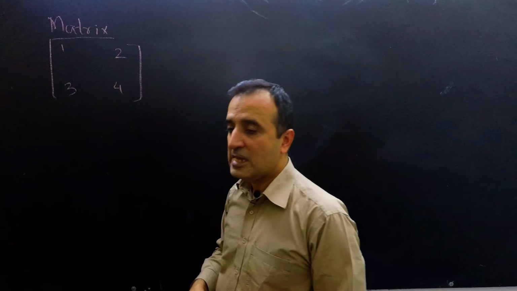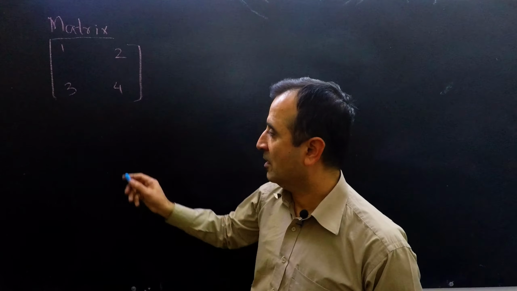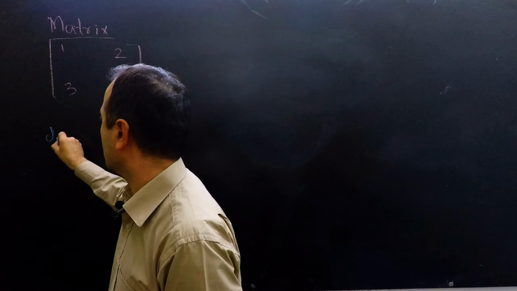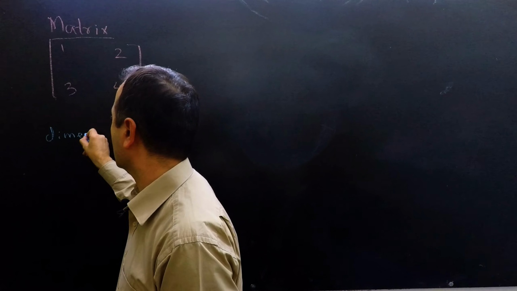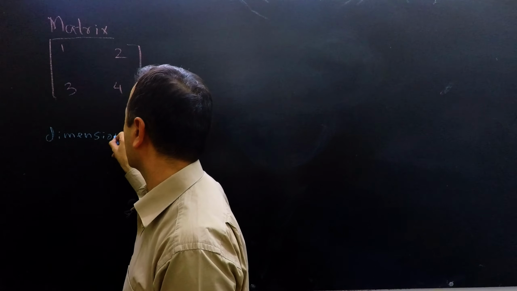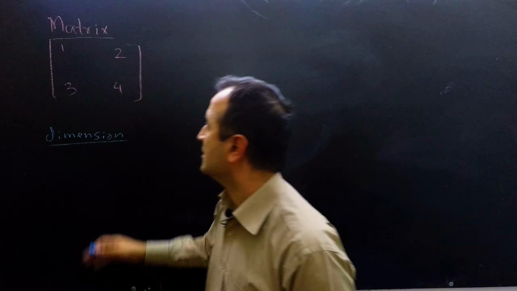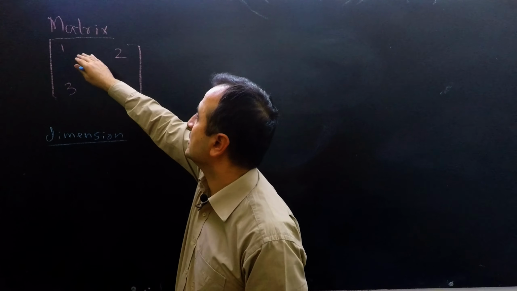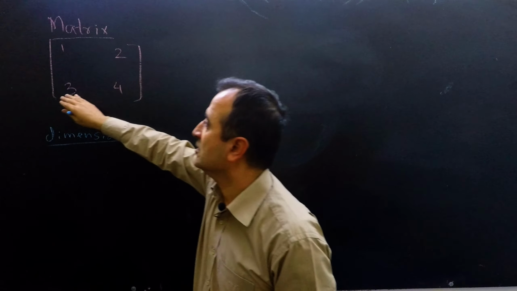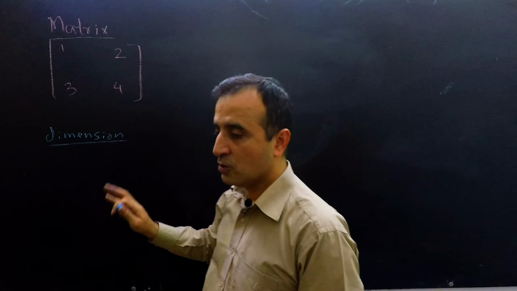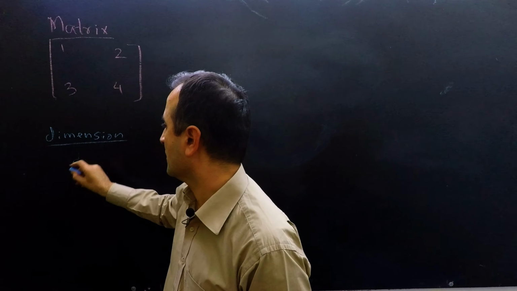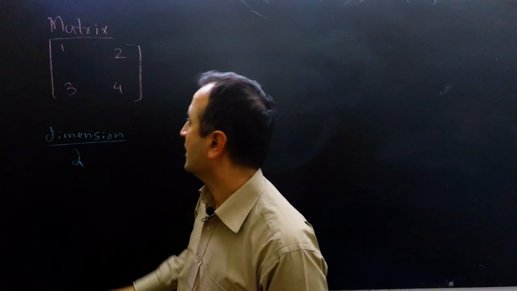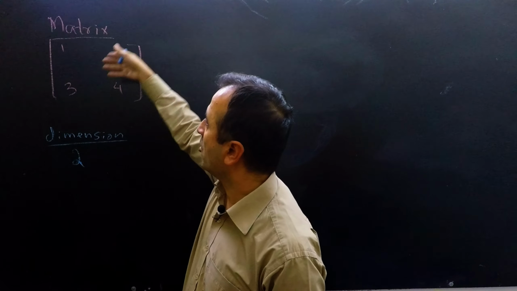So each matrix has a dimension. Dimension is that this matrix has some rows and some columns. You can say this is row number 1, this is row number 2. So it has 2 rows. We say 2 because first we count rows, and then columns: 1 column and 2 columns.